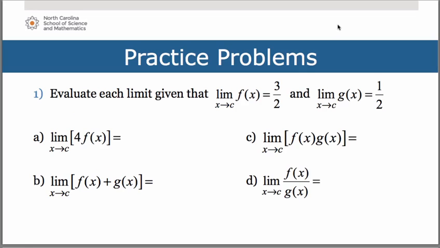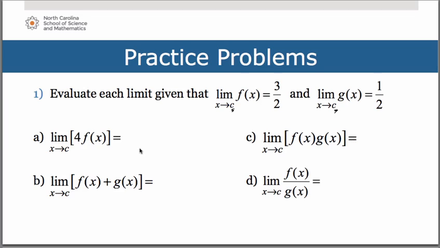Let's look at a few practice examples for you. In this first one, we have two limits that are provided to us. The limit of f of x as x approaches a number c is equal to 3/2, and the limit of g of x as x approaches that same number c is equal to 1/2. Notice in all of these properties, with the two functions you are provided information on, notice how you are approaching the same number in each. That does need to be the case.